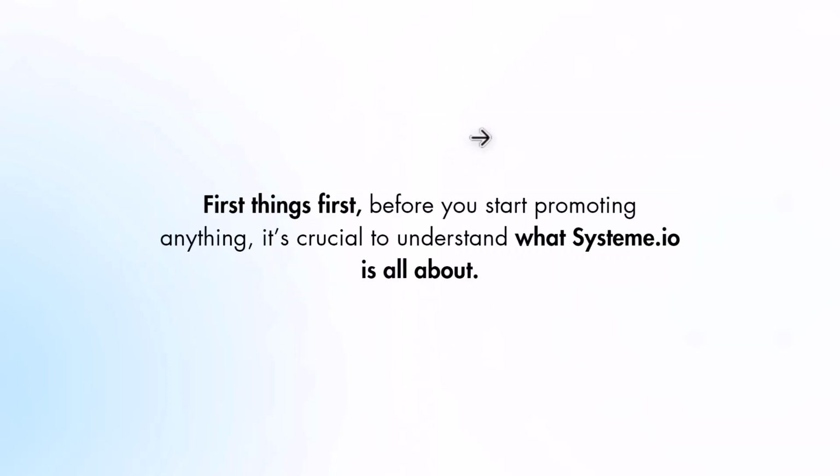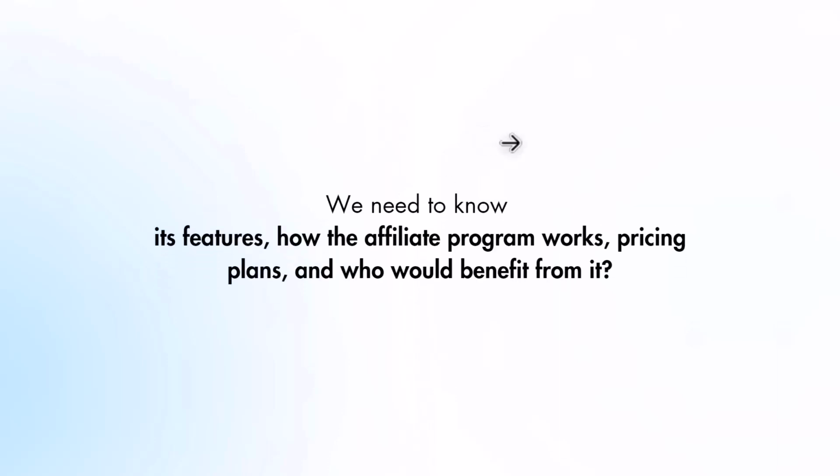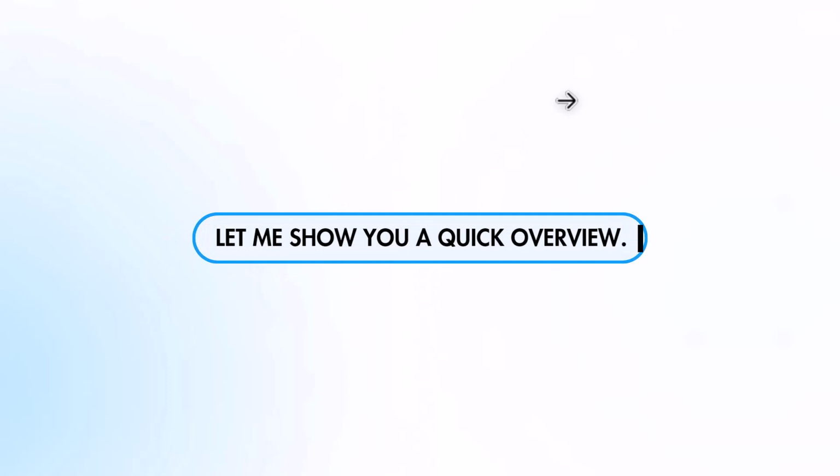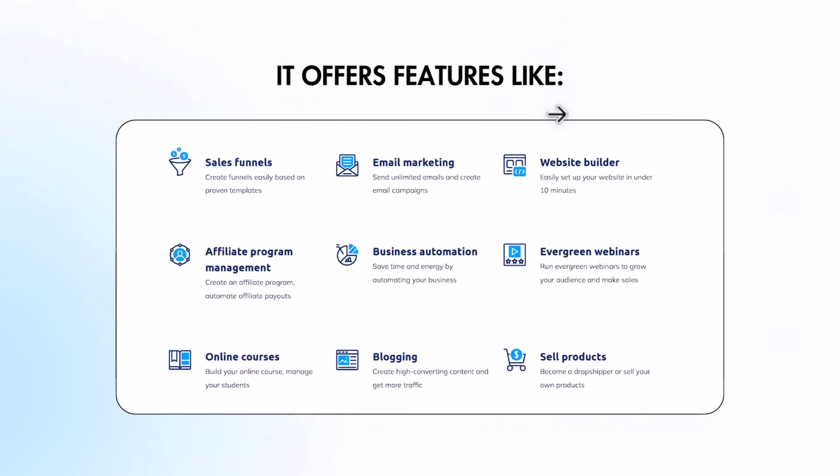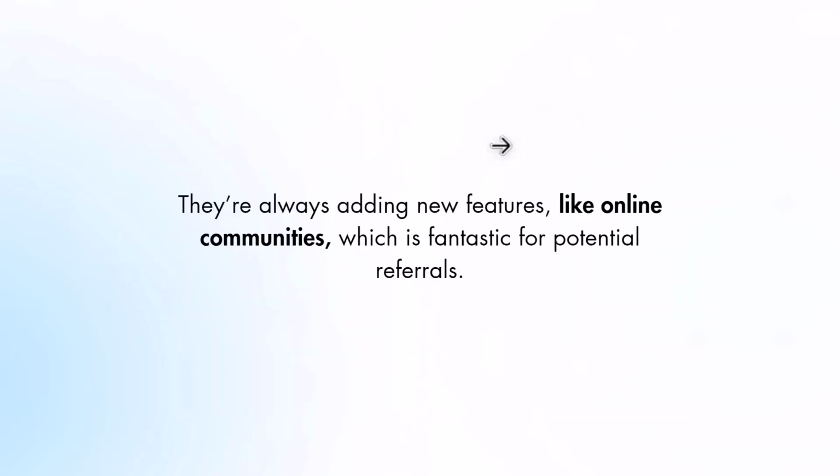First things first, before you start promoting anything, it's crucial to understand what System.io is all about. We need to know its features, how the affiliate program works, pricing plans, and who would benefit from it. Let me show you a quick overview. If you check out the System.io website, you will see that it's an all-in-one marketing platform trusted by 300,000 entrepreneurs. It offers features like sales funnels, email marketing, website builder, affiliate program management, business automation, evergreen webinars, online courses, blogging, selling products, and many more. They're always adding new features like online communities, which is fantastic for potential referrals.